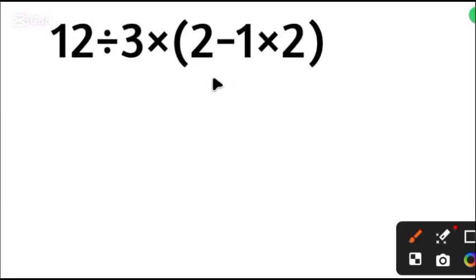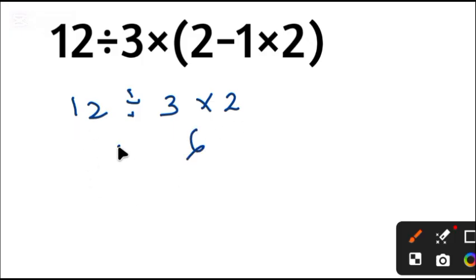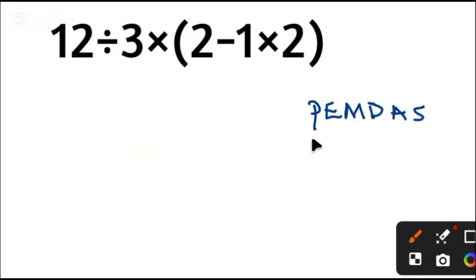2 minus 1 is 1. 1 times 2 is 2 times 3. Now 3 times 2 will give us 6. We have 12 here. Now 12 divided by 6 will give us 2. This is a wrong answer, because according to the order of operations called PEMDAS, P here stands for parentheses.